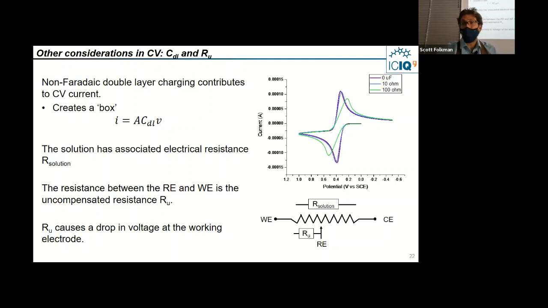If we look at 100 ohms, we can start to see a significant distortion in the cyclic voltammogram. If you're working in a non-aqueous solution, that might be typical. Or if you work in benzene, maybe you get somewhere around 1,000 ohms, and you probably can't get any meaningful data out of that. So again, the idea here is to minimize this uncompensated solution resistance, but also be aware of it. There are techniques for measuring this, electrochemical impedance spectroscopy being my personal favorite way to measure that.